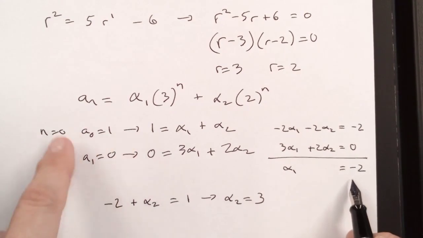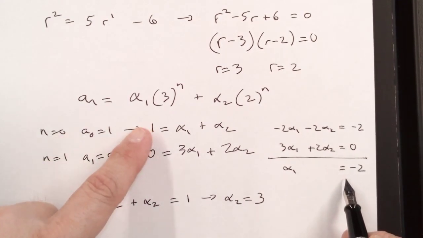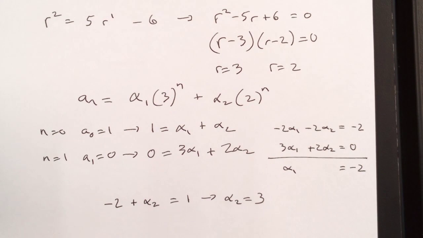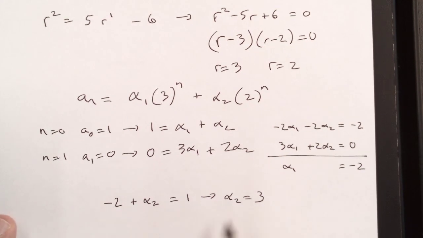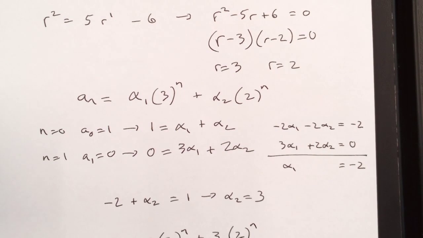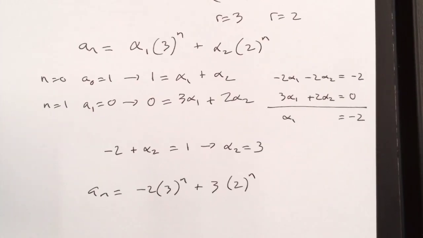Take that value, plug it back into this equation. So a_n is -2 times 3 to the n plus 3 times 2 to the n. Ta-da! Ready for the sneaky one?